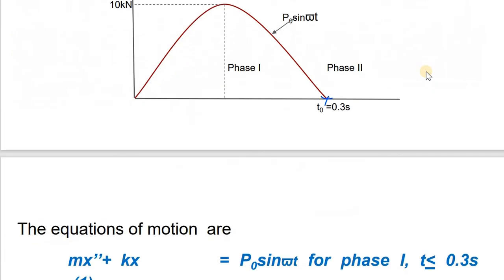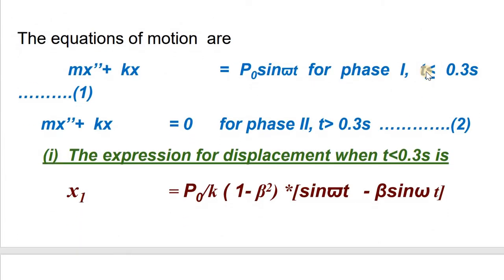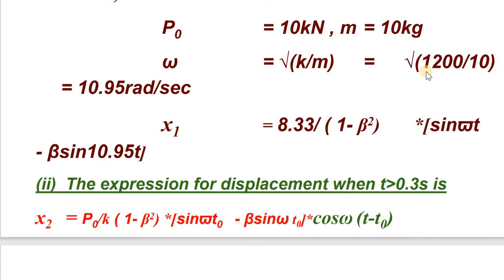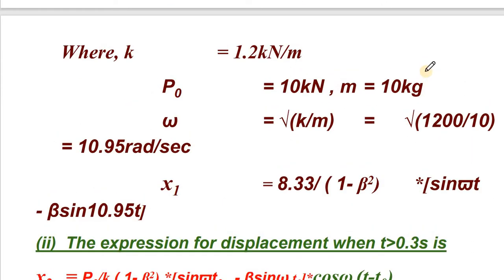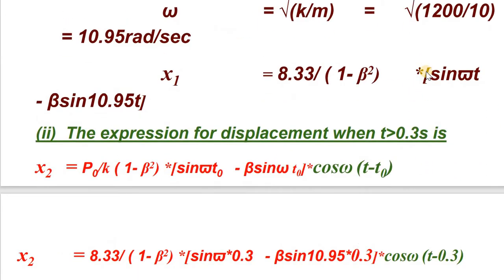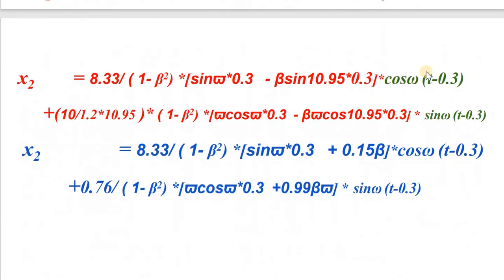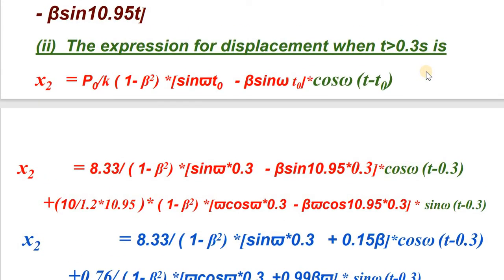So I need to derive the equations. So again, you can see these are my equations. For phase 1, the equation will be like this. This derivation you need to understand, this equation. Then by substituting the values, here k is given, p is given, then I can find omega. So likewise I can find the expression. Then for t greater than 0.3, this is my equation. So I need to find out x2 also.